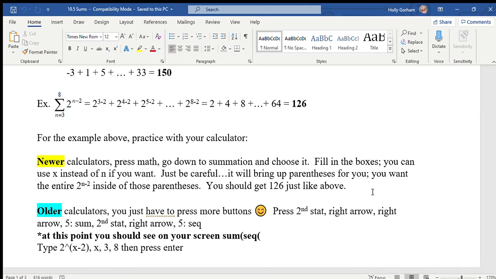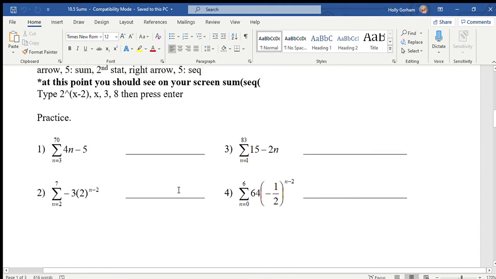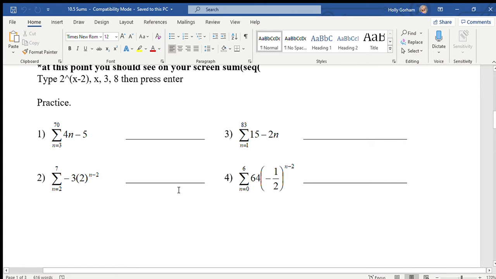So at this point on your screen, you're going to see sum parentheses, sequence parentheses. You're going to type 2 to the x minus 2, making sure that x minus 2 is all in the exponent, comma x, comma 3, comma 8, and then press enter. You should again get 126 just like you did above. Okay. So if you want to practice these, here's what you've got.